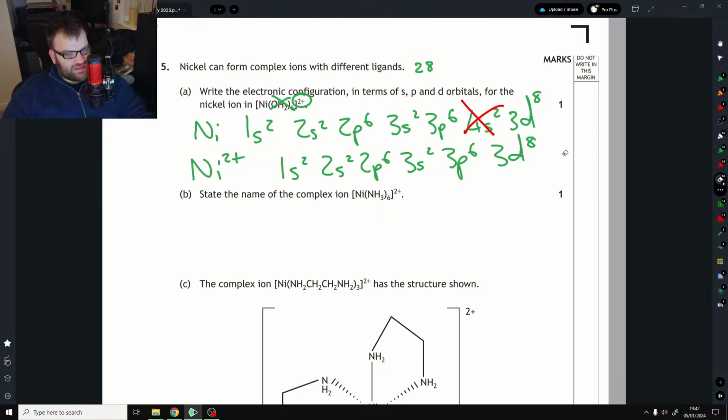Next one, we're looking at the name of this complex. We've got an amine ligand. That's spelled A-M-M-I-N-E. There are 6 of them, so it's hexaamine.